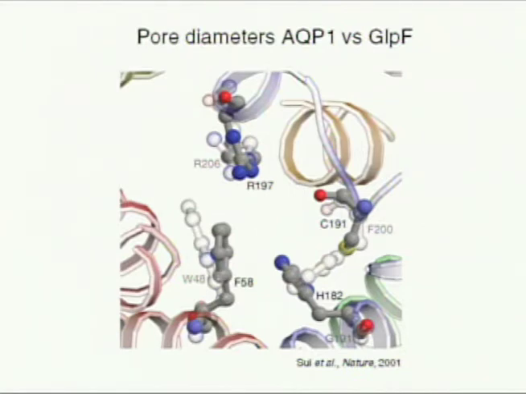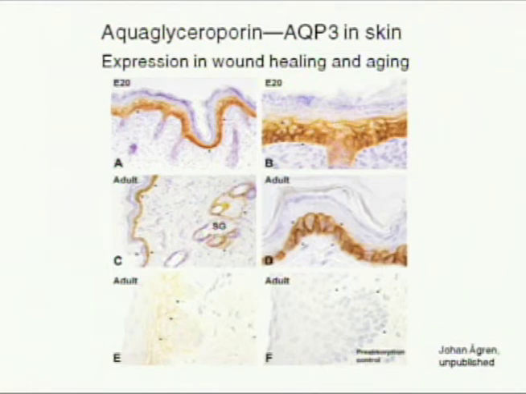Now, glycerol transport is not something I'd ever really thought about, but it turns out to be quite important. And this protein, aquaglyceroporin 3, is important because it's in the basal layers of skin, where it is upregulated during wound healing and downregulated in skin, particularly sun-exposed skin, during aging.